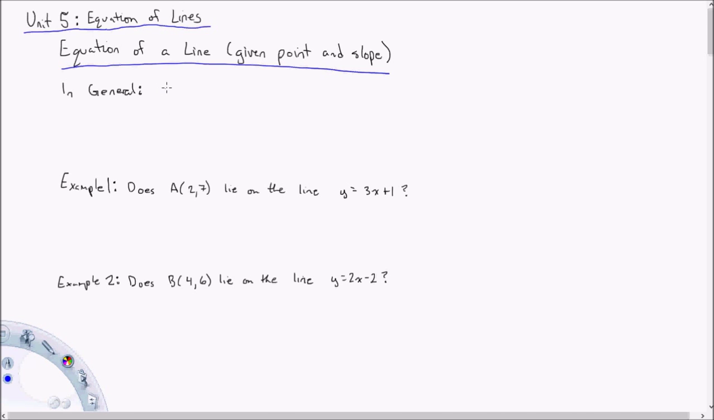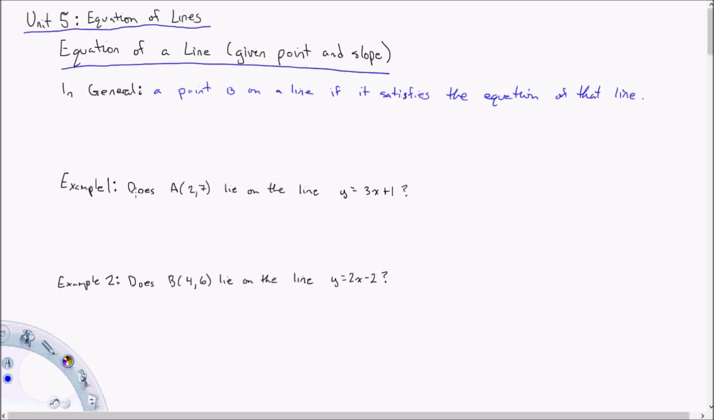So in general, we want to say that a point is on a line if it satisfies the equation of that line. And we'll describe what this means using a couple of examples.